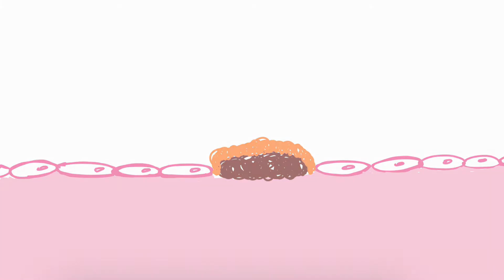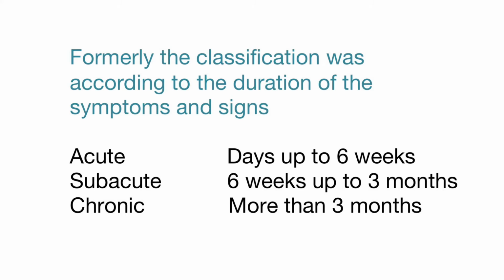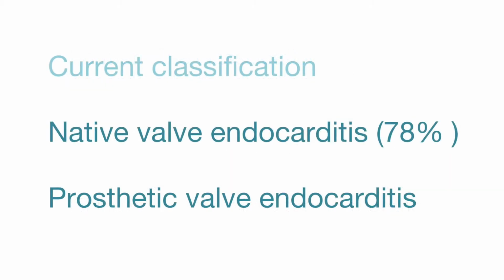Infective endocarditis classification. Formerly, we used to divide infective endocarditis into acute, subacute, and chronic, based on the duration of the signs and symptoms. But currently, we classify infective endocarditis as native valve endocarditis, which is the most common and represents 78% of the cases, and prosthetic valve infective endocarditis.